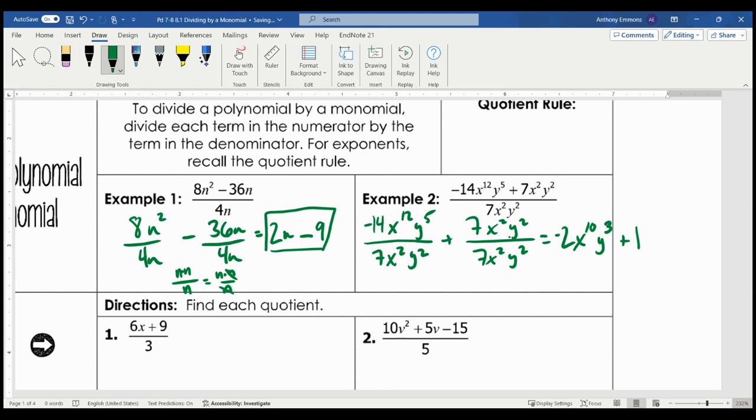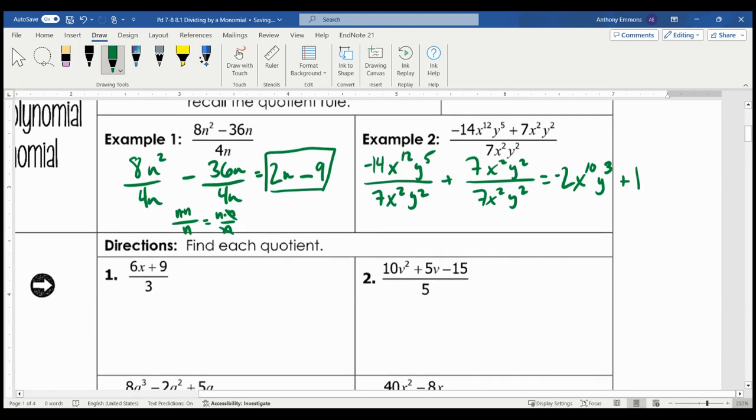If you do look at the entire numerator, 7x squared y squared divided by 7x squared y squared, well, it's the same thing, right? Anything divided by itself is just 1. So in the end, our final answer here for this expression, we get negative 2 times x to the 10th times y to the third plus 1.